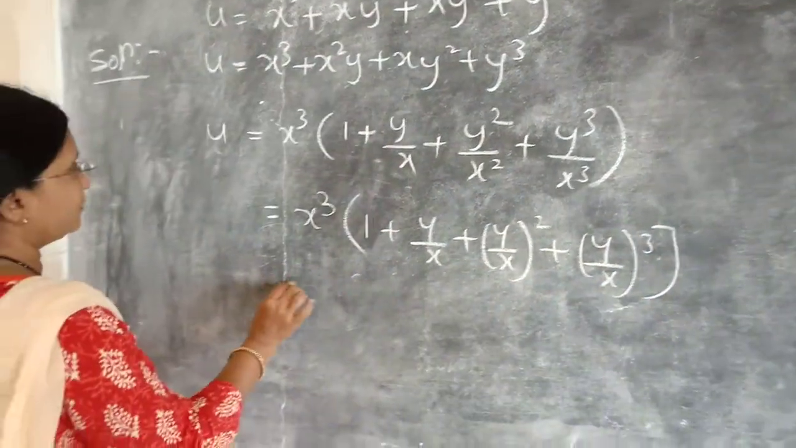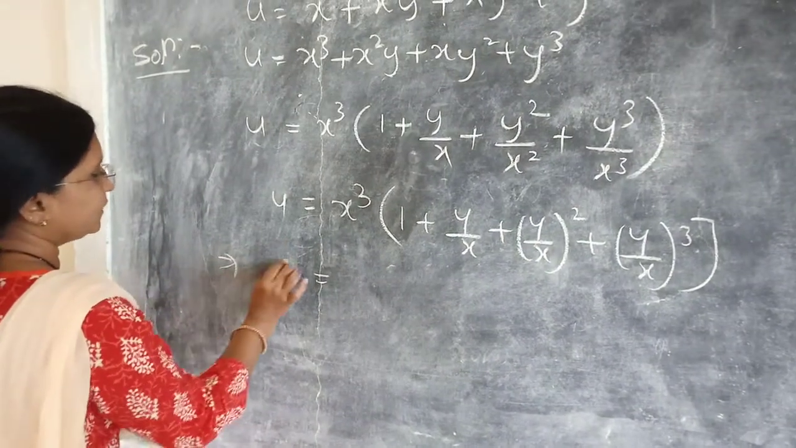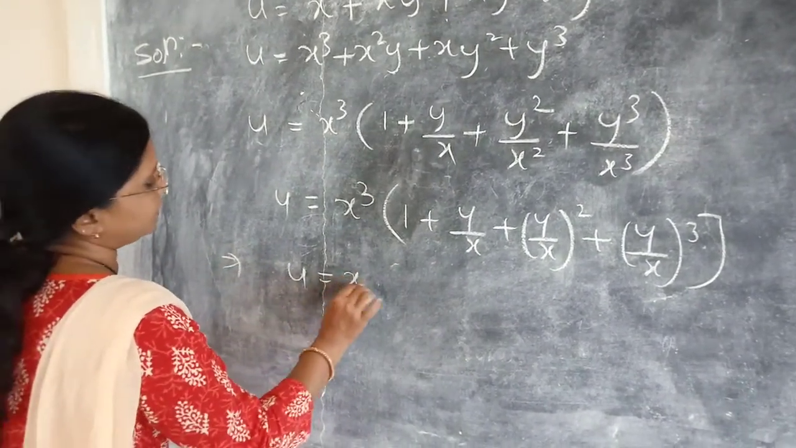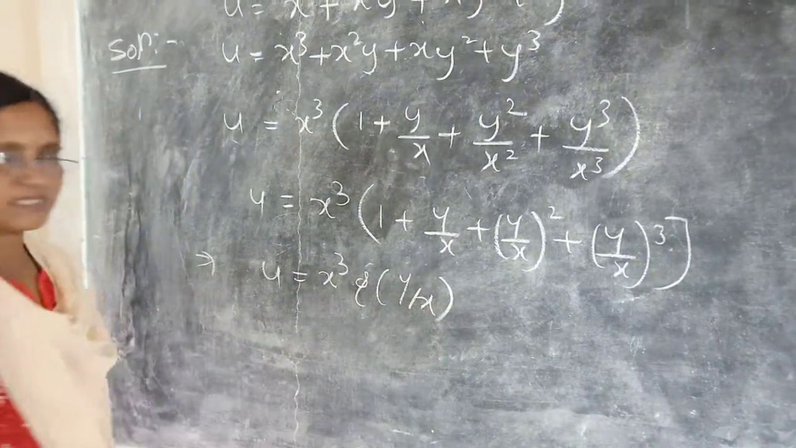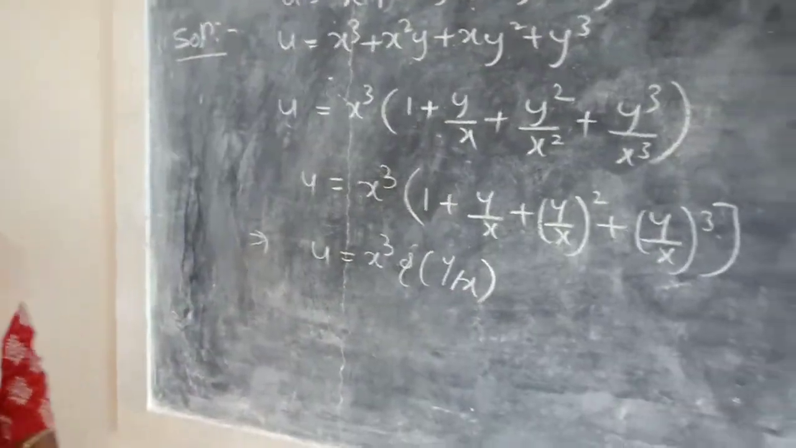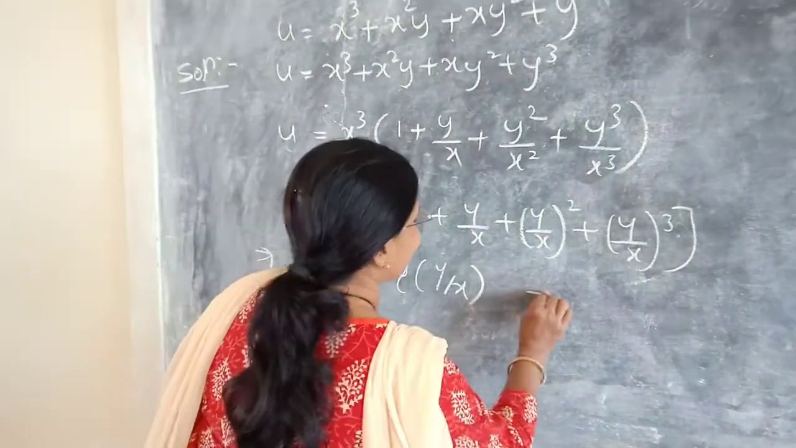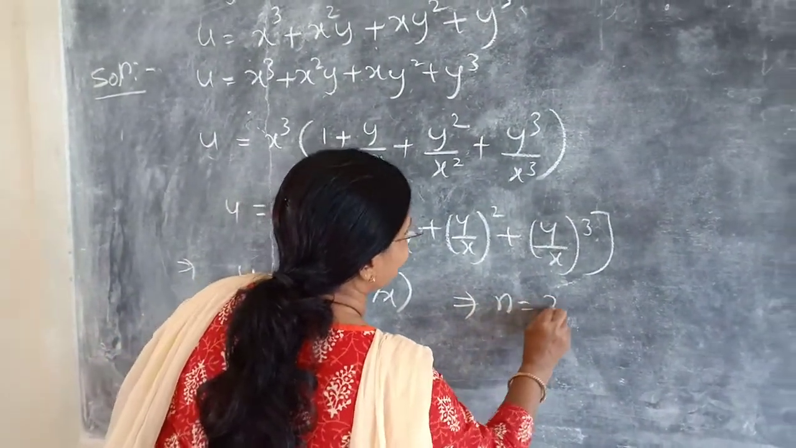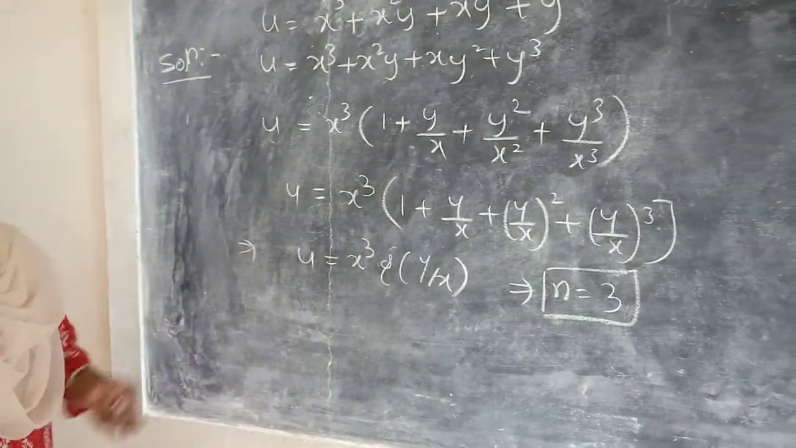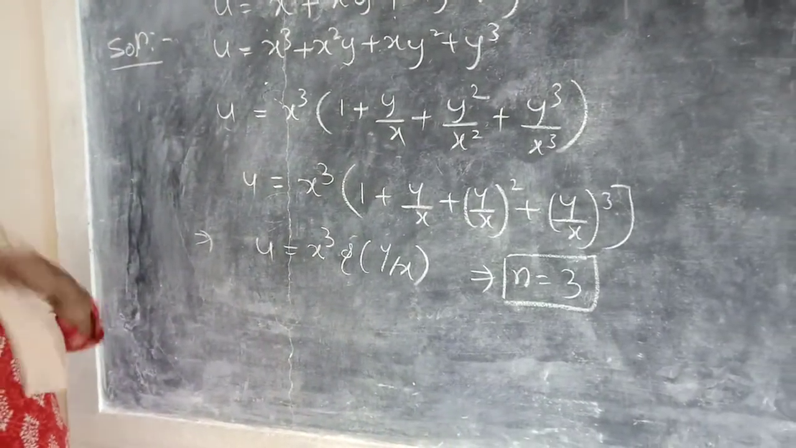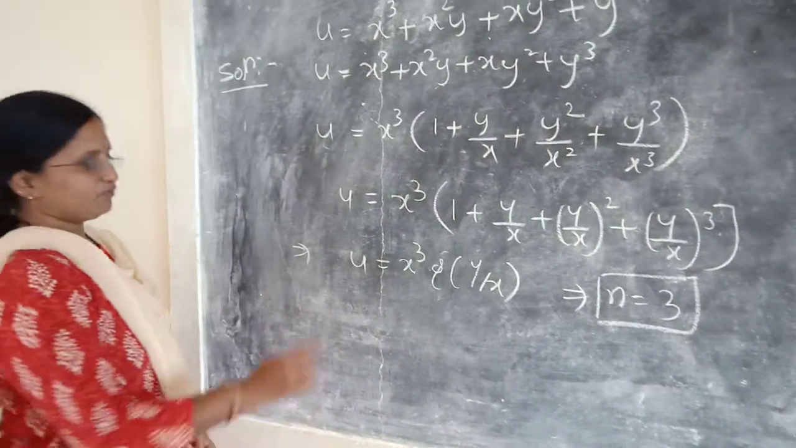So u is in the form of x cube into phi of y by x. We know this is the standard form of homogeneous function. So n is equal to 3. This is the homogeneous function of degree 3. Now we have to verify Euler's theorem for this function.